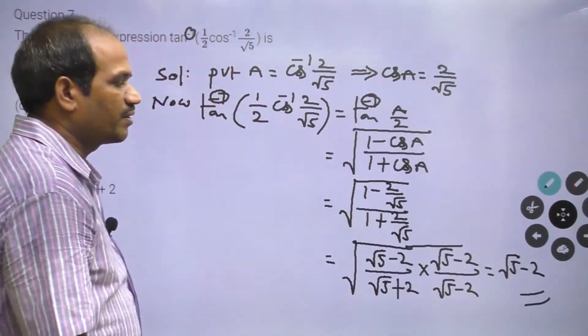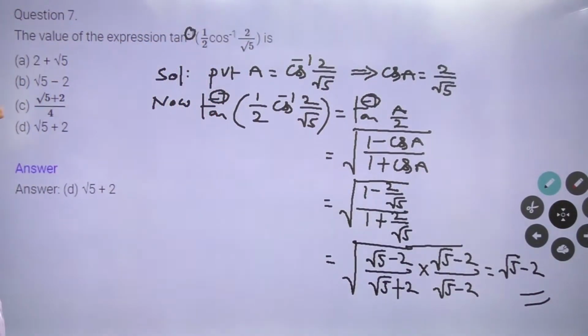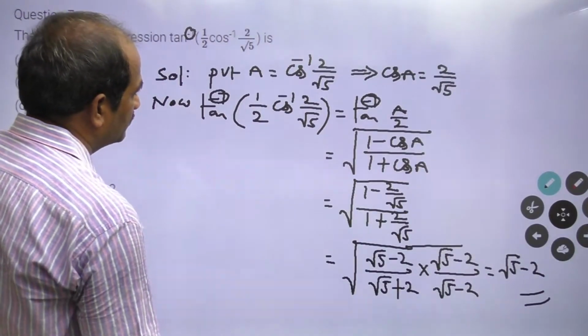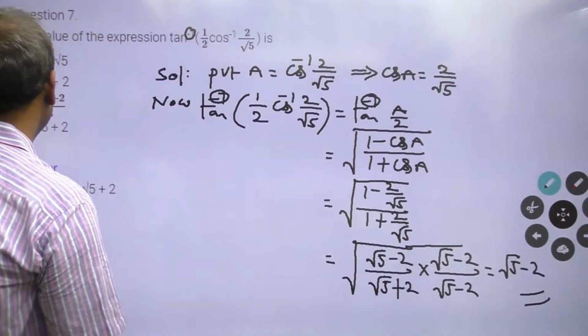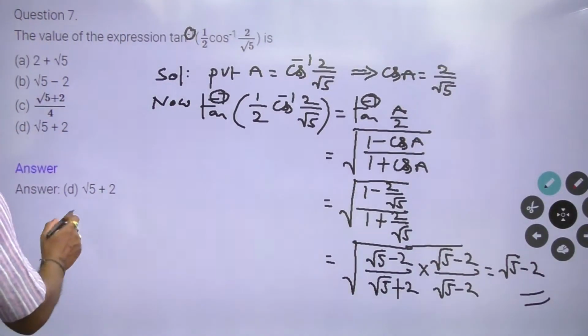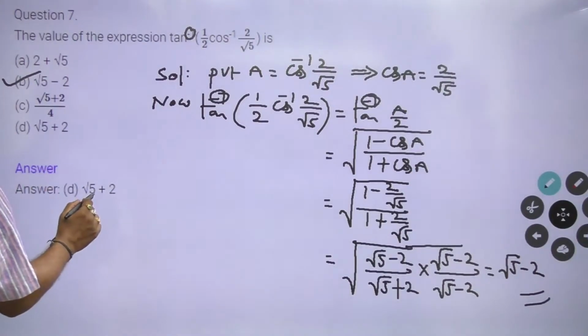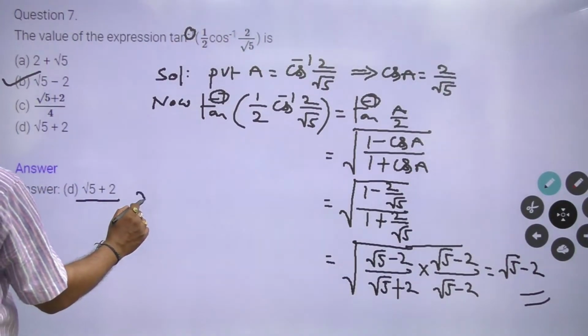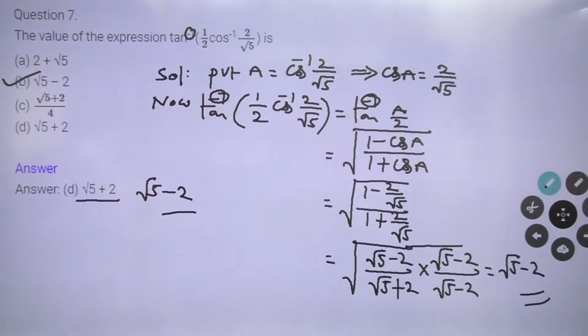Okay, root 5 minus 2, check the answer here. Root 5 minus 2, option B. Option B is the right option. Option D is given, here it is not given. Here, this value, root 5 minus 2, is the final answer.